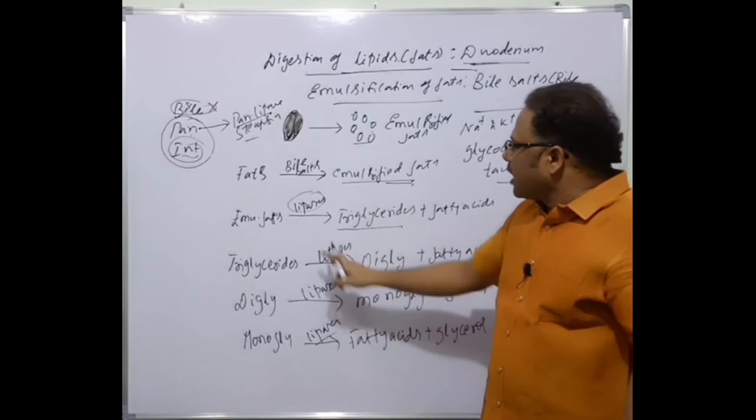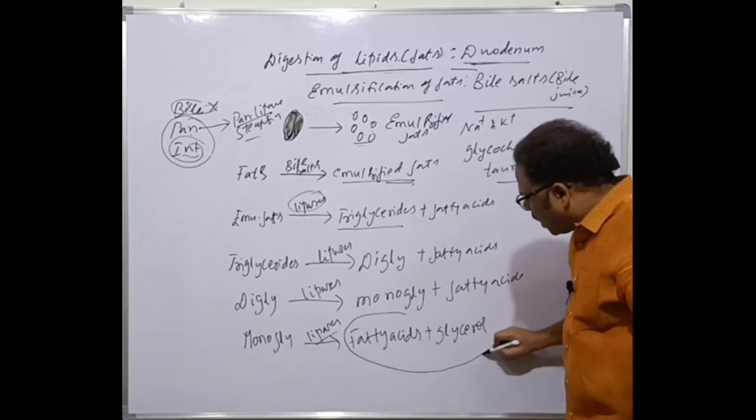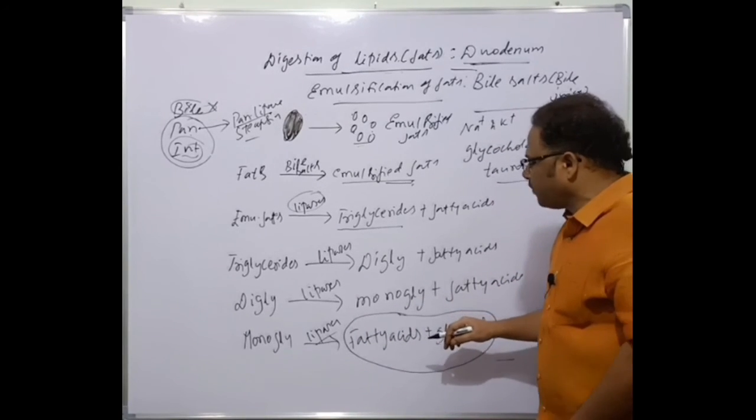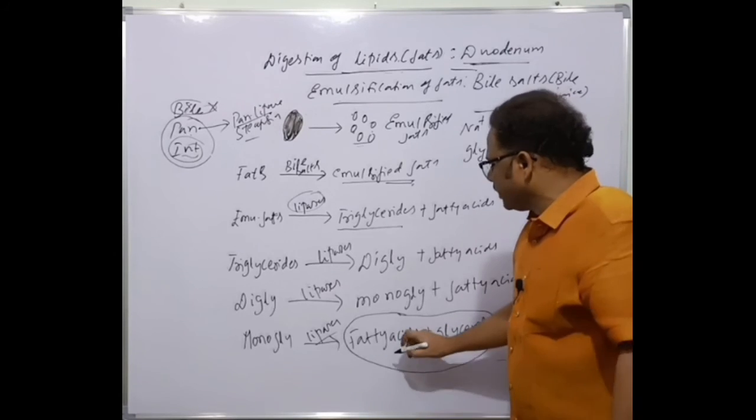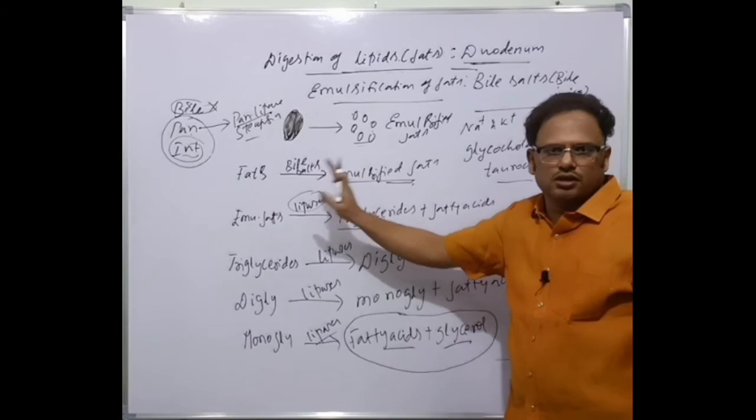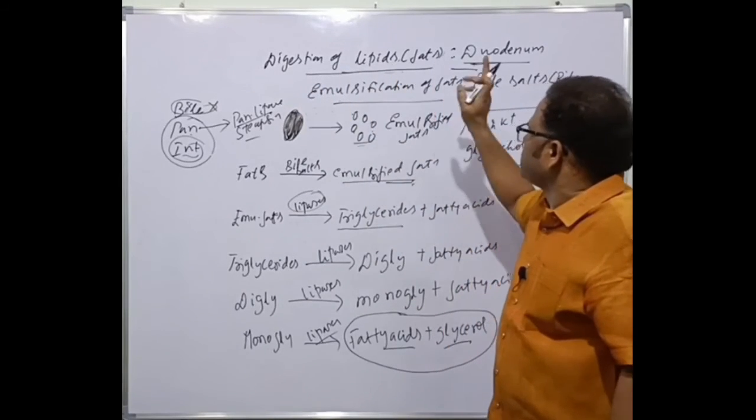So these lipases, the pancreatic lipase as well as the intestinal lipase, act upon the fats and convert them into the end products of fat digestion. What are these? Fatty acids and glycerol. These are the end products of fat digestion. Clear, students? That is about the digestion of lipids or fats in the duodenum.